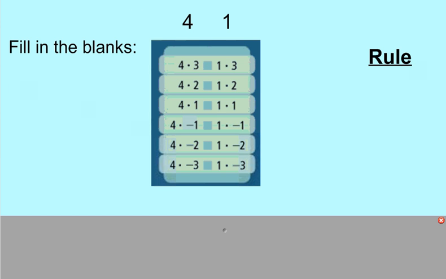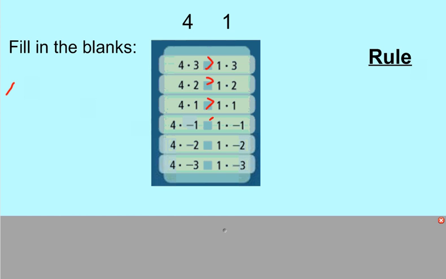And 1 times 3 is 3. So 12 is greater than 3. Okay. 4 times 2 is 8. 1 times 2 is 2. So 8 is greater than 2 again. 4 times 1 is 4. 1 times 1 is 1. Greater than. Alright, now we're multiplying by negative 4 and negative 1.